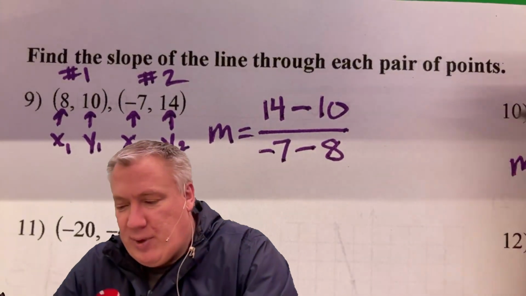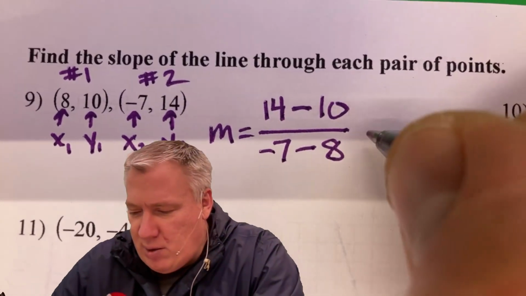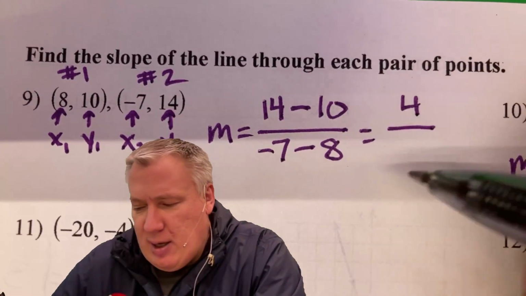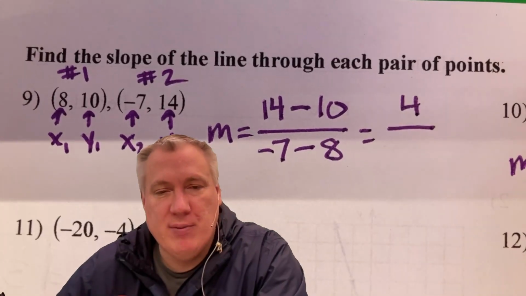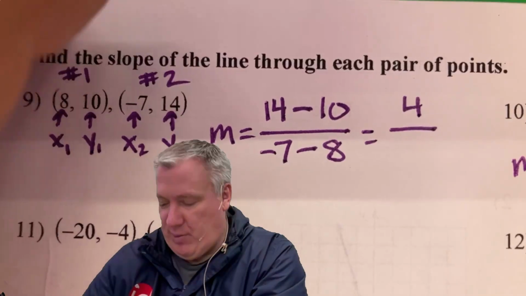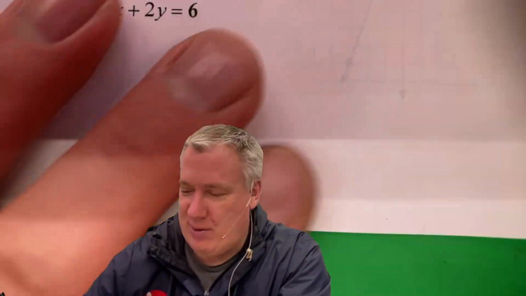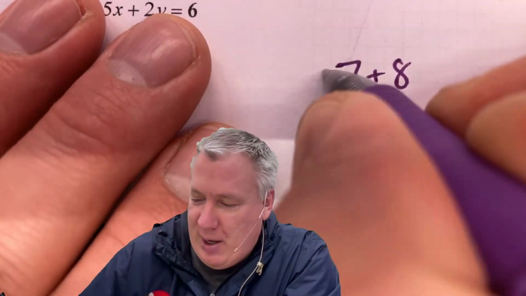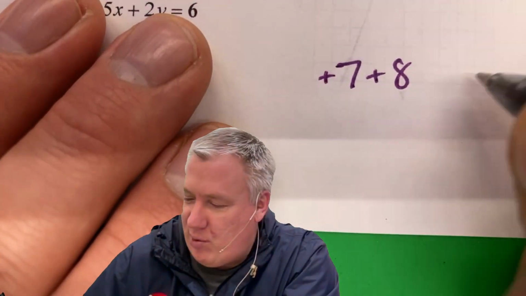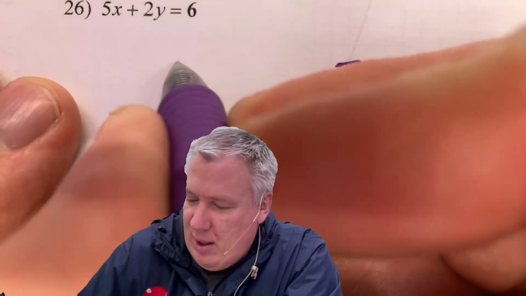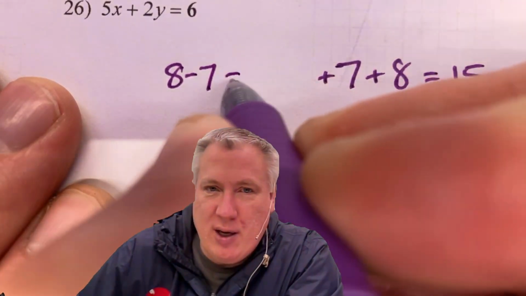Okay? And then we just have to do the simplification. So 14 minus 10 is 4. And negative 7 minus 8. So here's a little bit of a, I don't know if this helps you at all. We're going to find out. Okay, a little tangent here. So if I go 7 plus 8, that's the same as saying positive 7 plus 8. So I'm just going to make it more explicit here. I get 15. If I go 8 minus 7, I get 1.